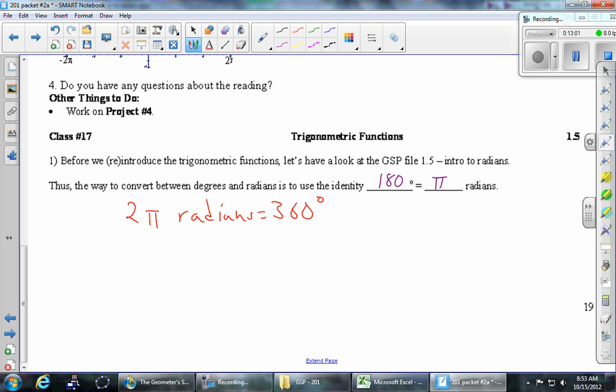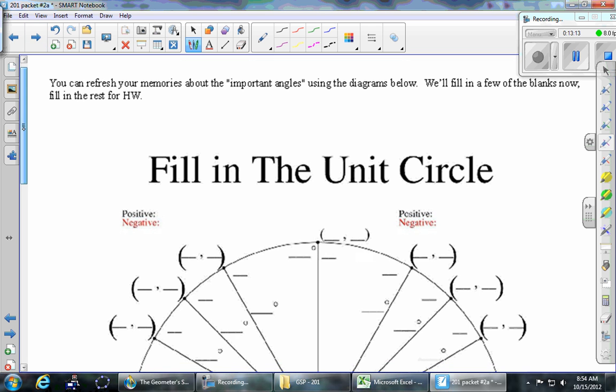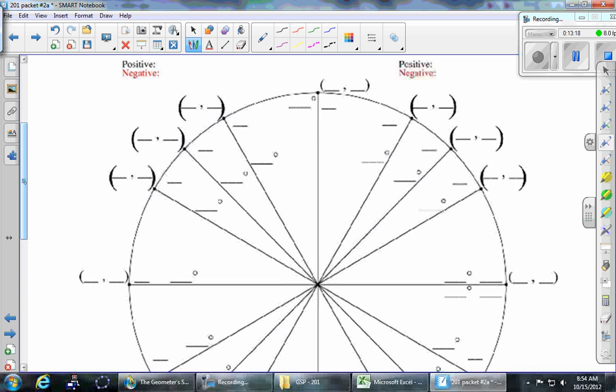All right, so we'll turn to page 20. And if you were in my class last spring, then you got very, very familiar with this diagram right here. So we're going to fill in a few of these things. We've got a bunch of information on this page. You'll fill in most of it later on just to, again, warm up your brain and get back into radian mode. But let's go ahead and fill in all the information about this guy right here.